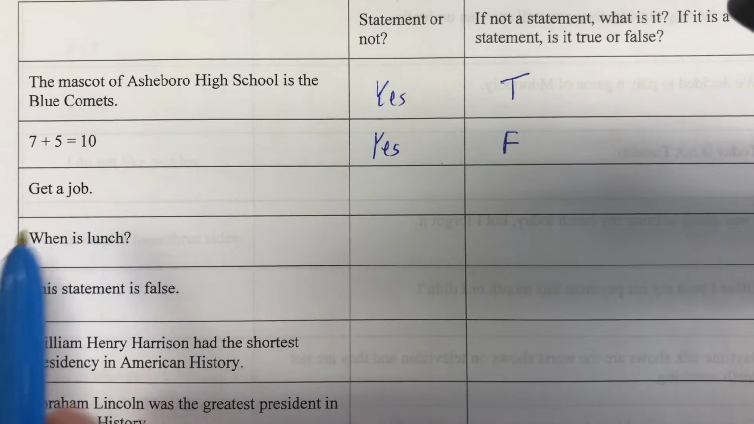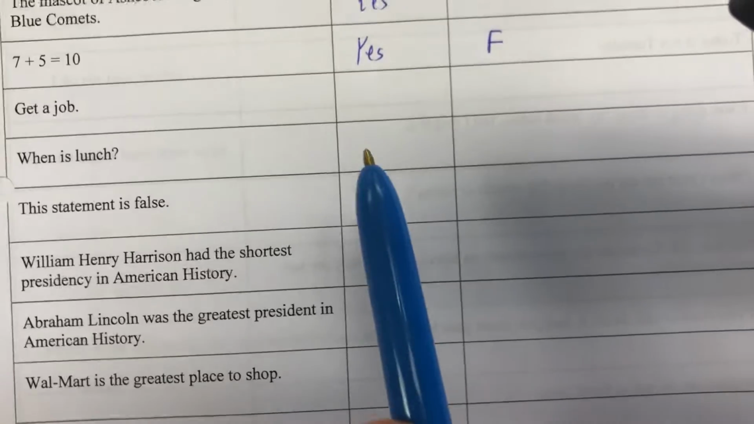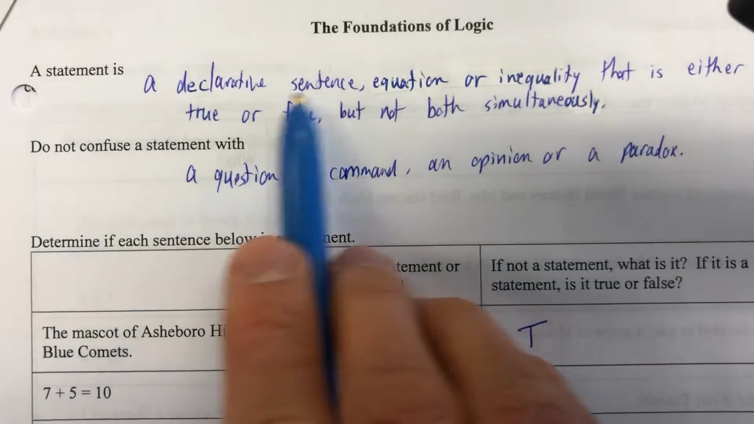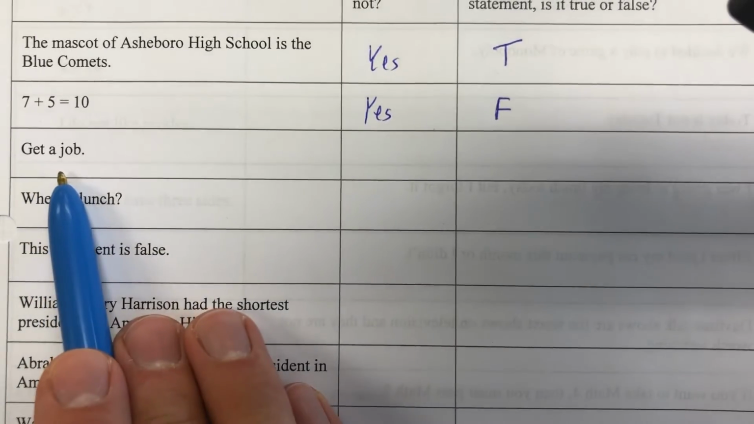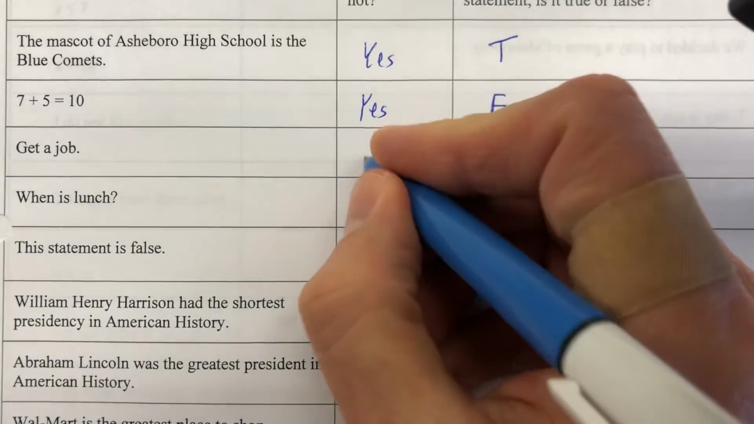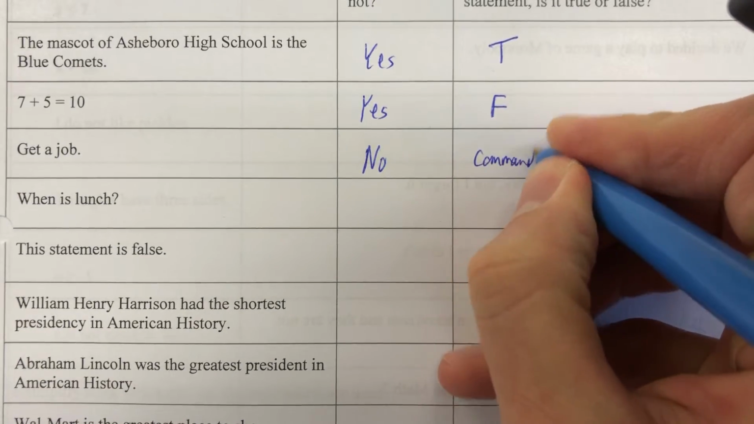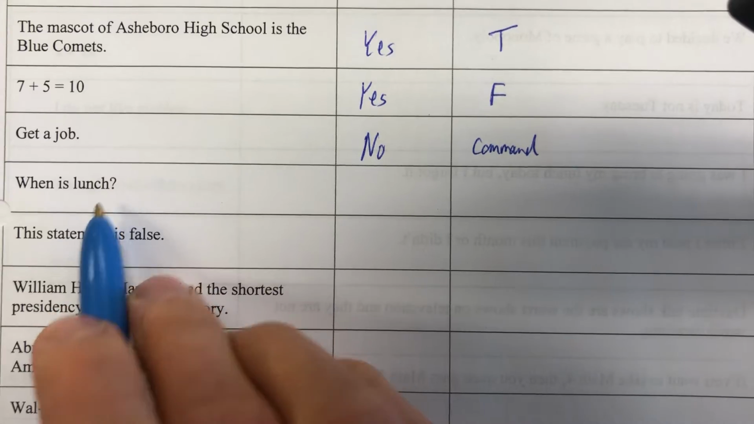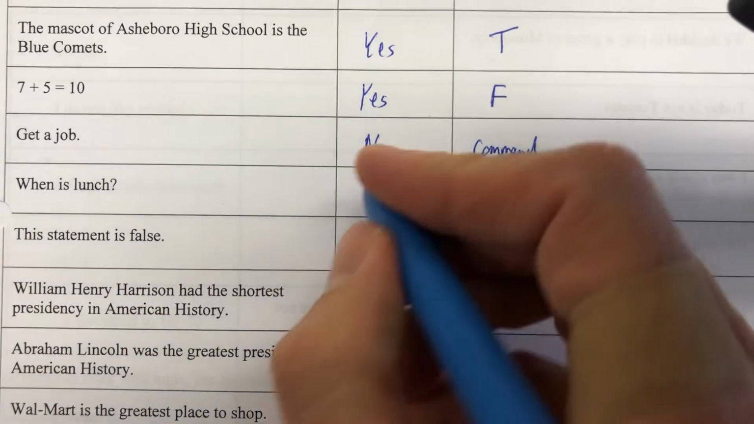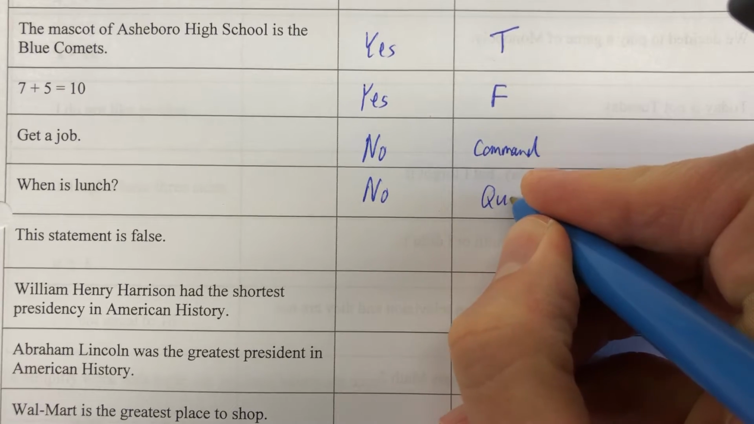All right. Is that a statement? Well, I might be stating something, but I'm not technically stating something. I'm declaring something, but I'm actually commanding something. A statement is a declarative sentence, and even though this is a sentence and I might be declaring that you are to get a job, that is a command. So that would be a no. And so what is it? It is a command. When is lunch? Because I'm hungry. Well, when is lunch? That actually is a question. So no, that is not a statement, and that would be a question.